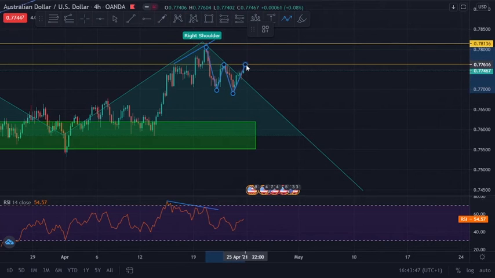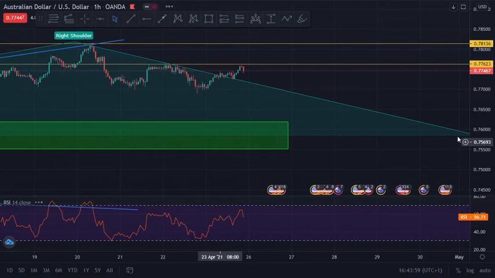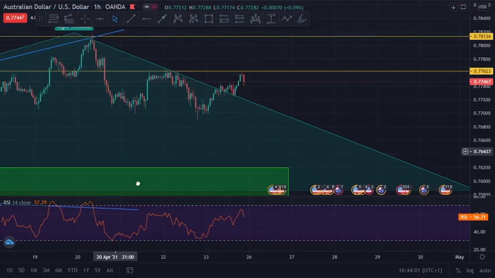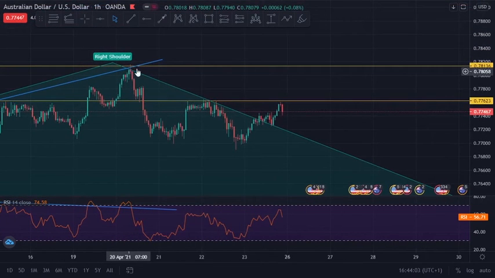And price has done what? Come up again to form a rejection. So now it's not actually a lower low, but there's a lower high. Now let me just move down to the 1-hour time frame. As we can see now, price is actually forming a lower high but no lower low yet.